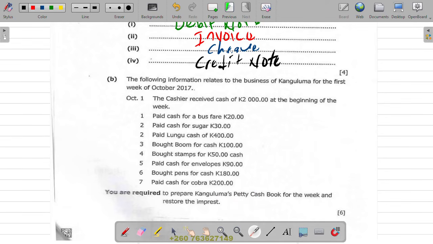We are required to prepare Nganguluma's petty cash book for the week and restore the imprest. When we talk about the imprest, we're talking about bringing back the original amount you were given. You calculate how much money you spent, then the difference from what you spent is what you add back to restore the imprest. So the first thing is to identify the expenses, and these here are our expenses.